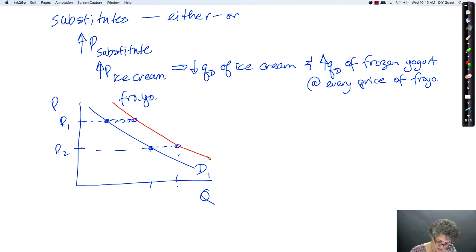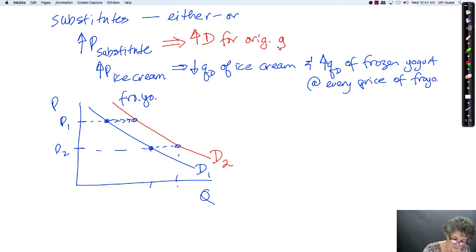I don't know why I have that cute little pencil there now. We have a new demand curve D2 as a result of the increase in the price of the substitute. So the increase in the price of the substitute leads to an increase in the demand for the original good, or the good that we're talking about. The increase in the price of the substitute leads us to buy more of the original good. So higher price of ice cream, we're going to have an increase in the demand for frozen yogurt.